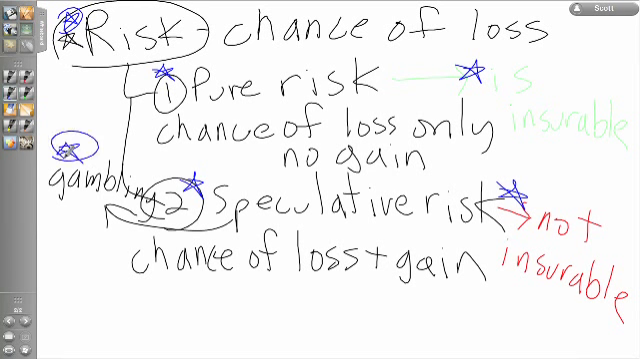If speculative risk was insurable, don't you think you'd see insurance agents in casinos walking around on the floor? So, I put that $100 bill down on my blackjack hand, and an agent comes up to me and says, hey, that's pretty risky. You want to buy insurance for that? No, you don't see it. Why? Because speculative risks are not insurable.